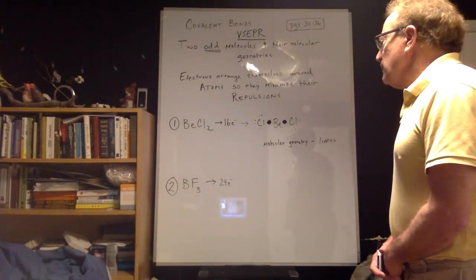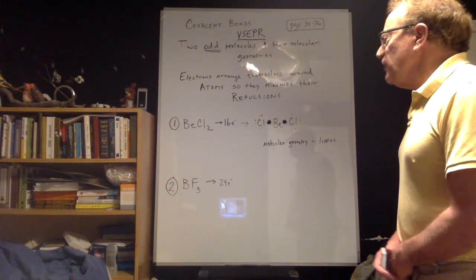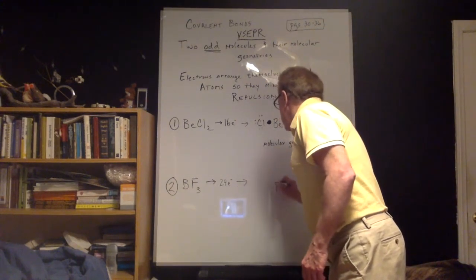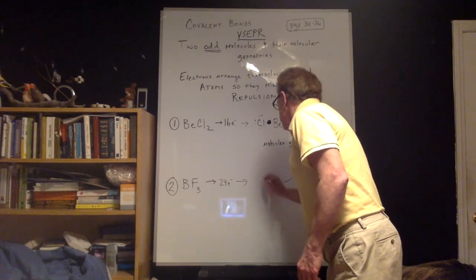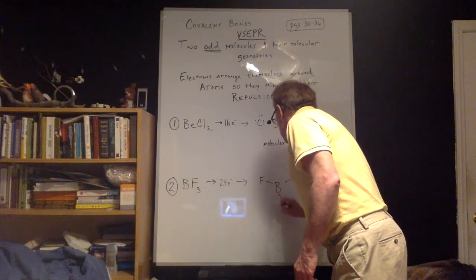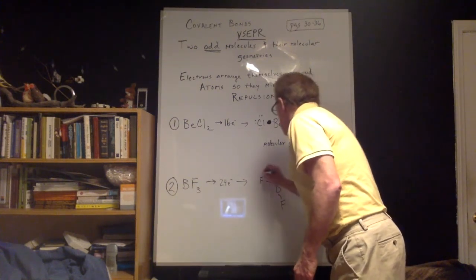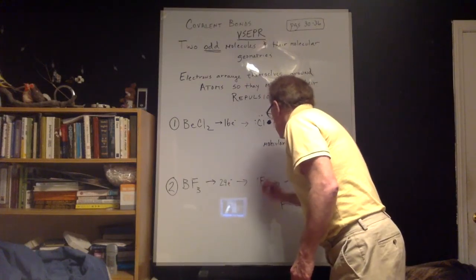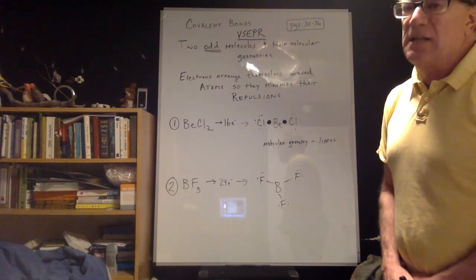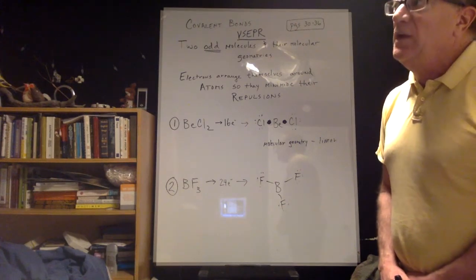So if you look at BF3, it's going to have some of the same kinds of issues. So in this particular geometry, you get this going on. And then each of these F's have 3 lone pairs. And so what makes this molecule strange is that the center atom only has 6 electrons around it. So it's also unstable. It's in row 2, so that's allowed.